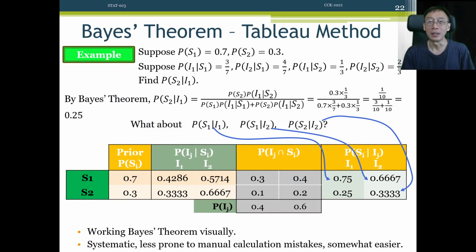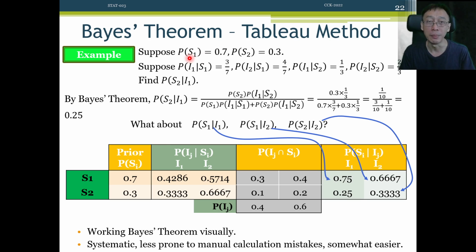So here we're going to look at a couple of examples in terms of applying Bayes' theorem using the Tableau approach, the tabulation approach, to easily and quickly and in a way that is less prone to making mistakes. So here we are given the 6 numbers, as we were able to understand early on.